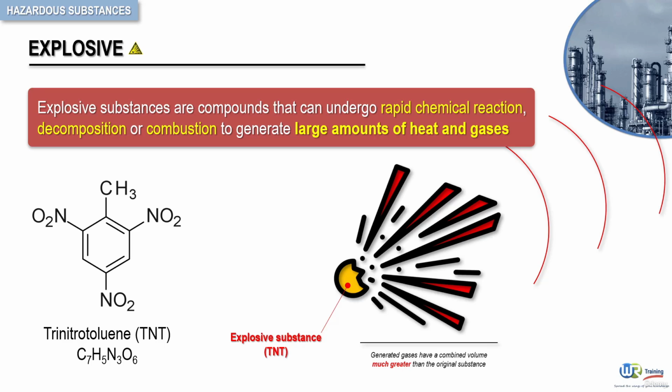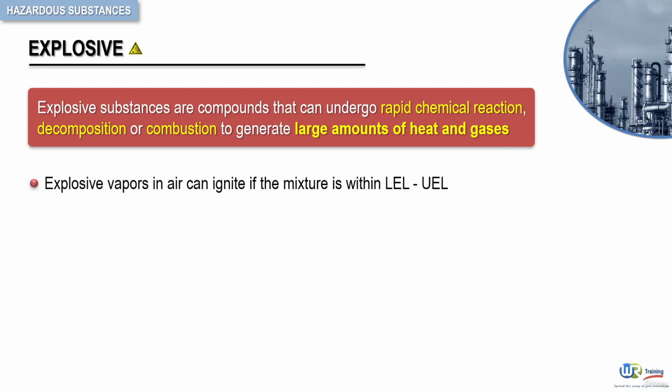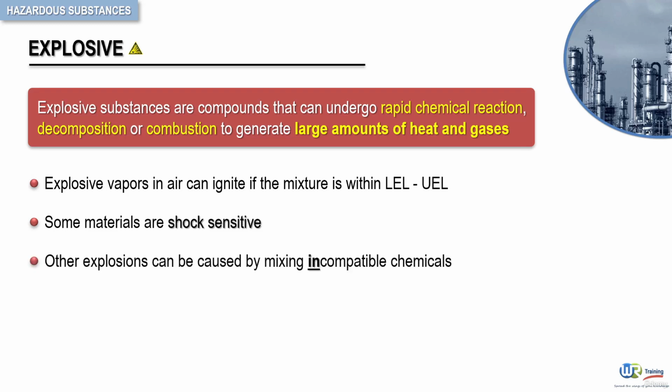Explosive vapors in air can ignite if the mixture is within the explosive or flammability limits. On the other hand, some explosives do not need to be in an oxygen atmosphere to detonate, as the oxygen is chemically bonded to the explosive compound, and thus the oxidizer is readily available. Some materials are shock sensitive and can explode by friction or touch, while other explosions can be caused by mixing incompatible chemicals. This is common in laboratory accidents.